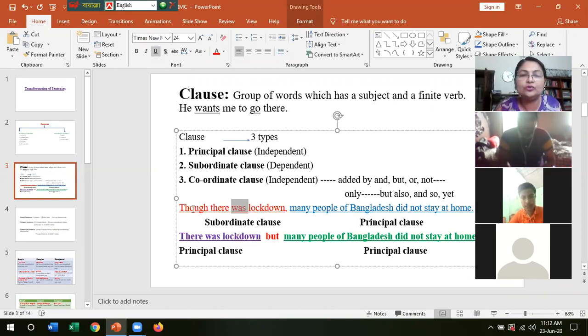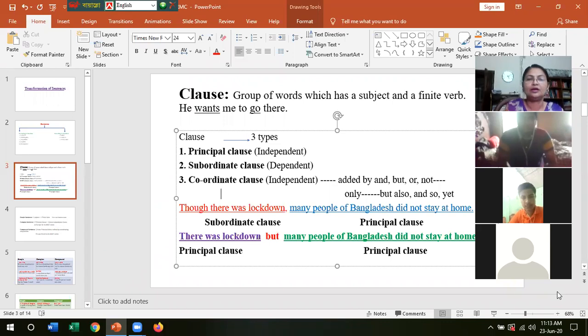Again, suppose you do not utter though there was lockdown. You just say many people of Bangladesh did not stay at home. This part clearly expresses the full meaning. It is a complete sentence. And here is also a verb and a subject. Many people of Bangladesh is the subject and did not stay is the verb. So this is a clause, and this clause is called the principal clause because it does not depend on the other clause. The clause which expresses its meaning clearly without depending on another clause is called the principal clause.